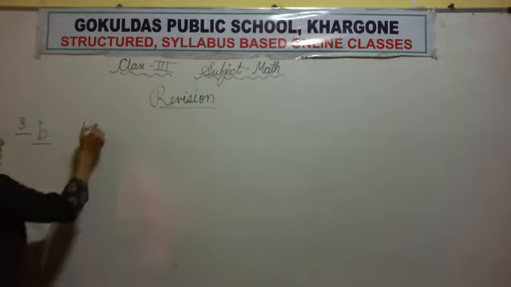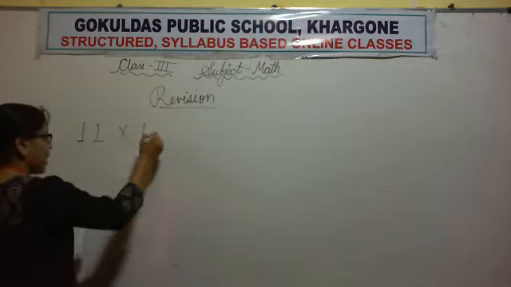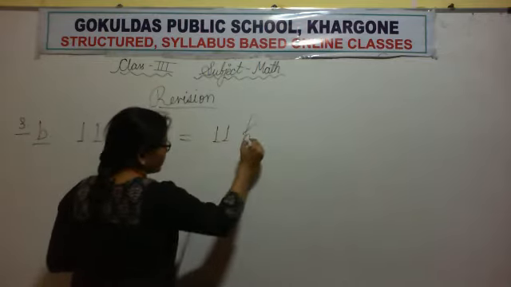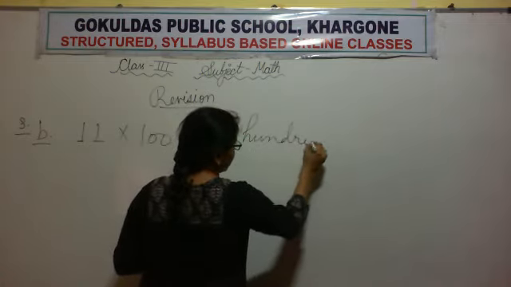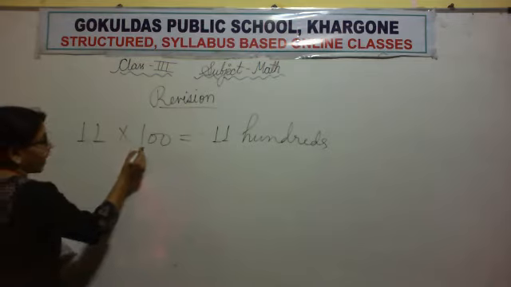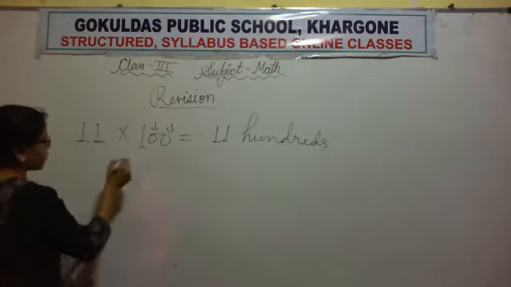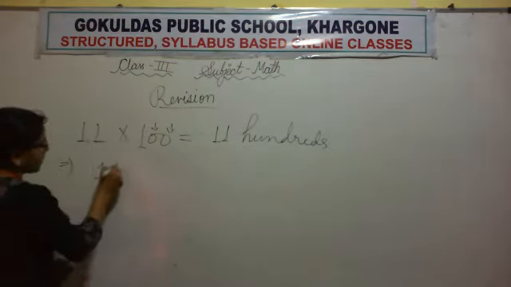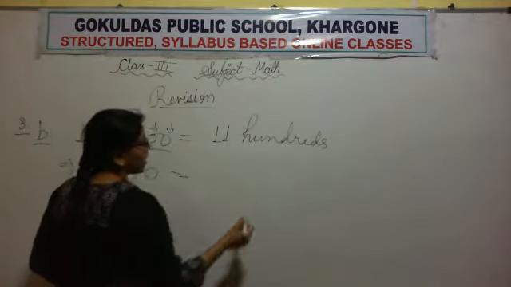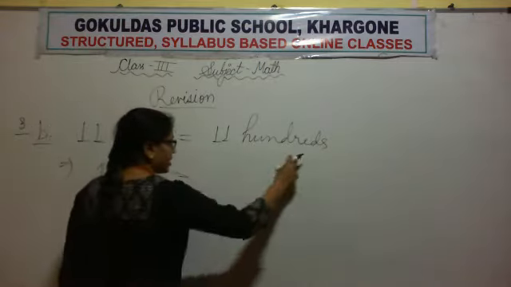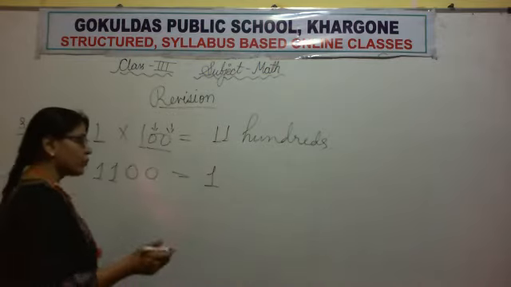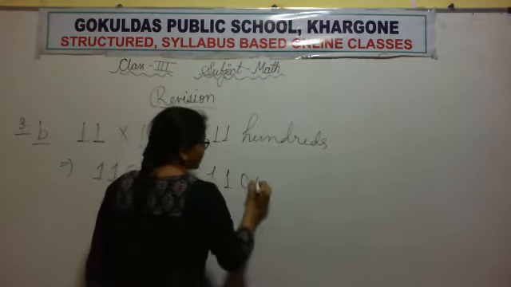Part B. 11 into 100 is equal to 11 hundredths. So 11 into 1 followed by these two zeros. So 11 and these two zeros as it is equals 11 hundredths. So this is in the form of what? Let's write 11 hundredths in numerals.